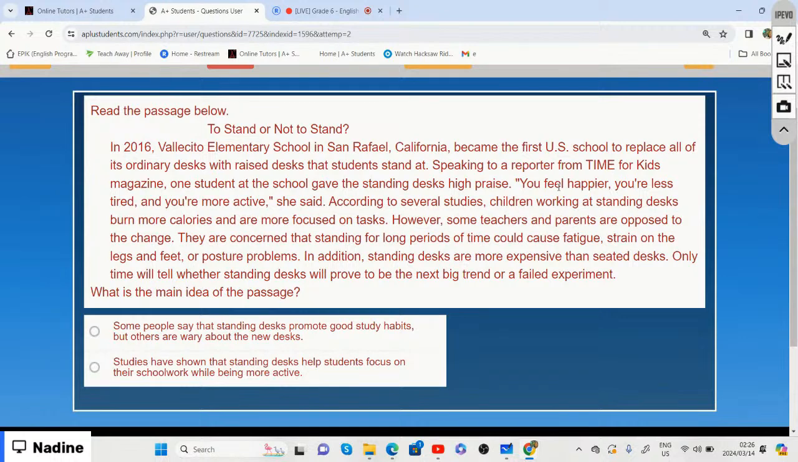All right. So, according to a report from Time for Kids magazine, one student at the school gave the standing desk high praise. You feel happier, you are less tired, and you're more active, she said. According to several studies, children working at standing desks burn more calories and are more focused on tasks. However, some teachers and parents are opposed to the change. They are concerned that standing for long periods of time could cause fatigue and strain on the legs and feet.